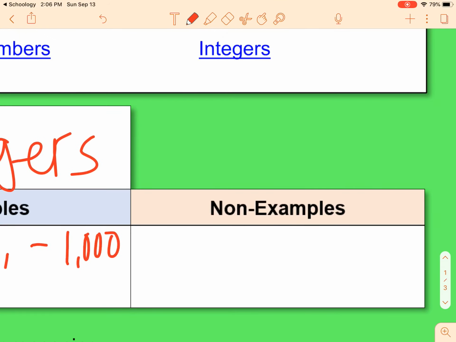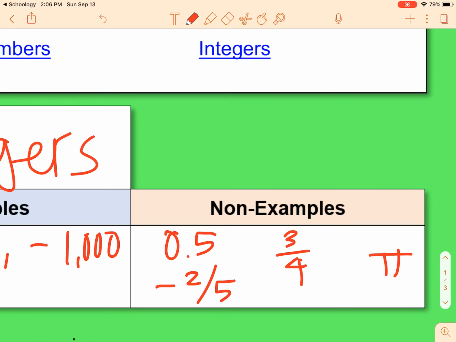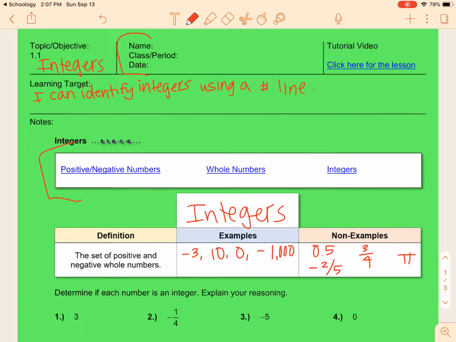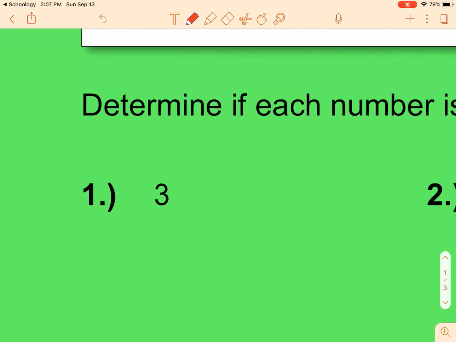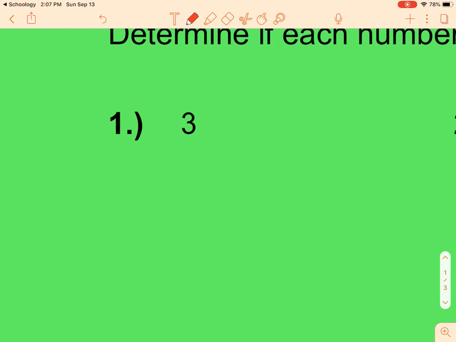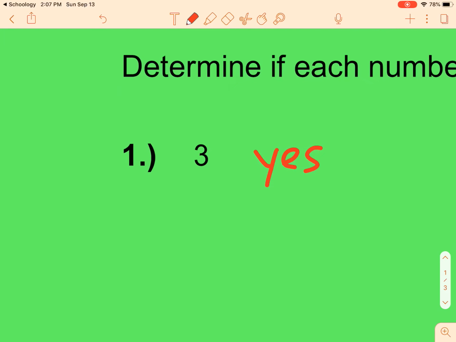And then let's go to non-examples. A non-example would be like 0.5 or 3/4 or pi or -2/5. All of these have decimals or fractions and they are not integers. Now we are going to go down to numbers 1 through 4. We are going to determine if each number is an integer and explain our reasoning. So let's look at number 1. Is 3 an integer? Yes, because it is a whole number.